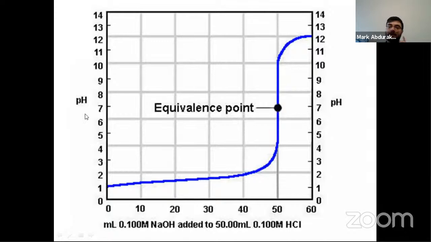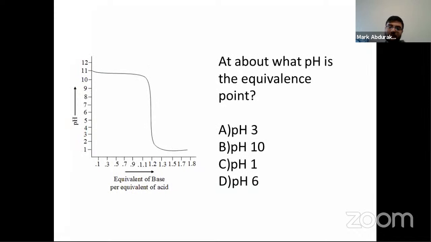Or if they give you the titration curve of maybe a strong acid and a weak base or vice versa, they'll give you the y-axis, then they'll ask you for the pH at the equivalence point. You'll just have to see where the halfway point is for this big spike, and that will always be the equivalence point, and then just match it to the pH. Okay. And I'll give you an example of this later. First of all, I'll ask that right now. So at about what pH is the equivalence point of this titration curve? And if you want to start the poll.